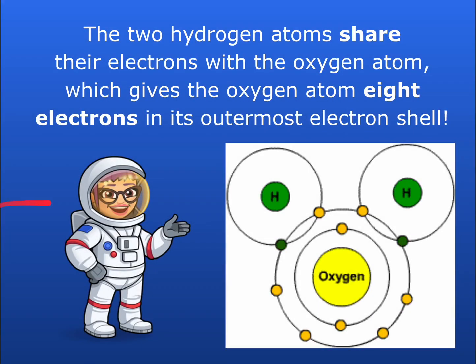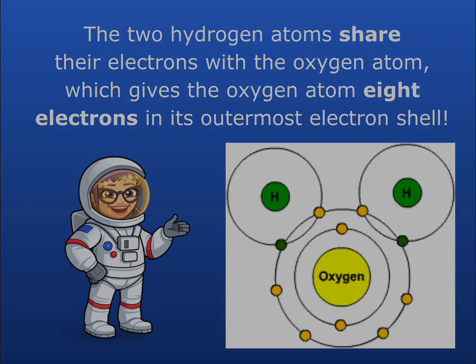Well, what they do is they share. The 2 hydrogen atoms share their electrons with the oxygen atom, which gives the oxygen atom 8 electrons in its outermost shell, and it gives the hydrogen 2. So in this picture here, you can see the 2 hydrogen atoms, and their electrons are green, and the oxygen atom in the middle with its yellow electrons. So if we count up for hydrogen, 1, 2, hydrogen is happy. Over here, 1, 2, hydrogen is happy. And for oxygen, 1, 2, 3, 4, 5, 6, 7, 8, oxygen is happy as well.